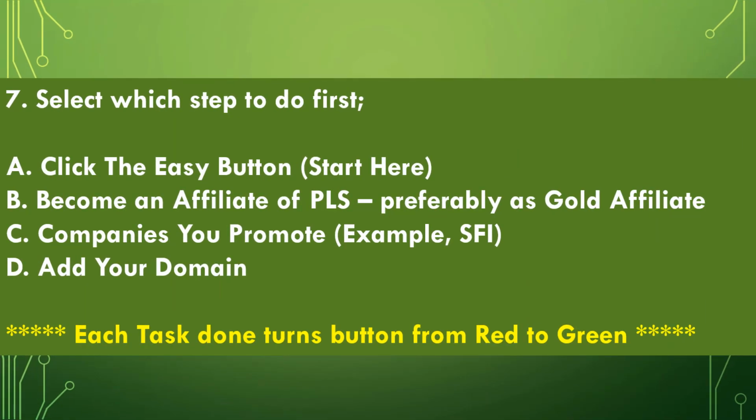7. Select which step to do first. A. Click the easy button, Start Here. B. Become an affiliate of PLS, preferably as Gold Affiliate. C. Companies you promote, example, SFI. D. Add your domain. Each task done turns button from red to green.